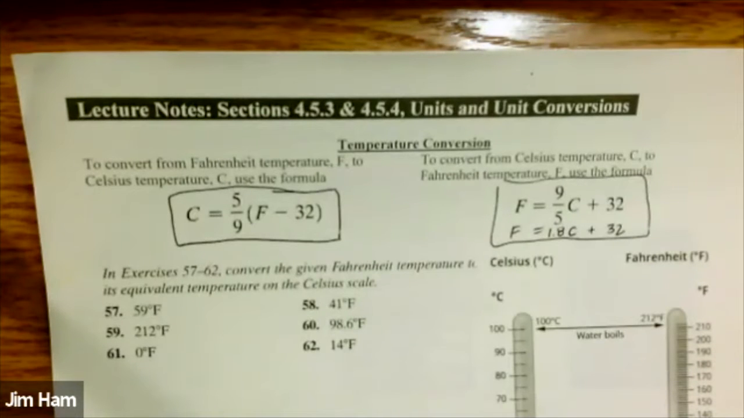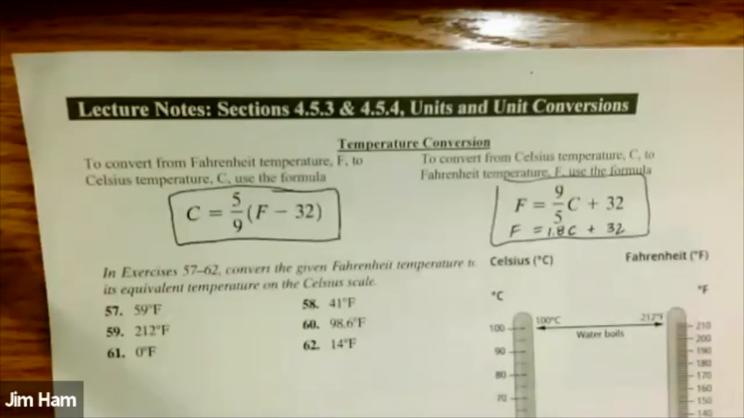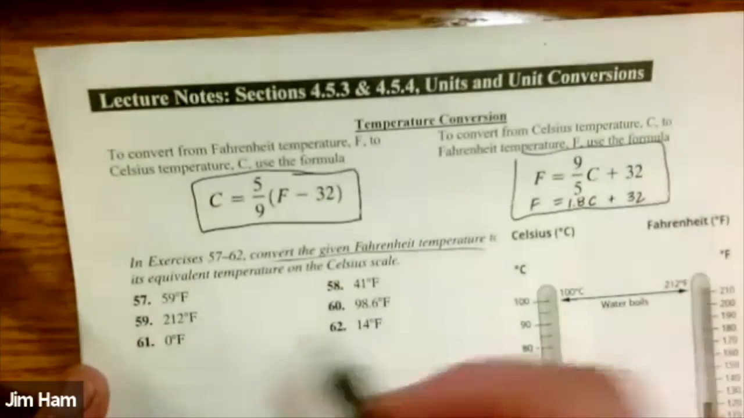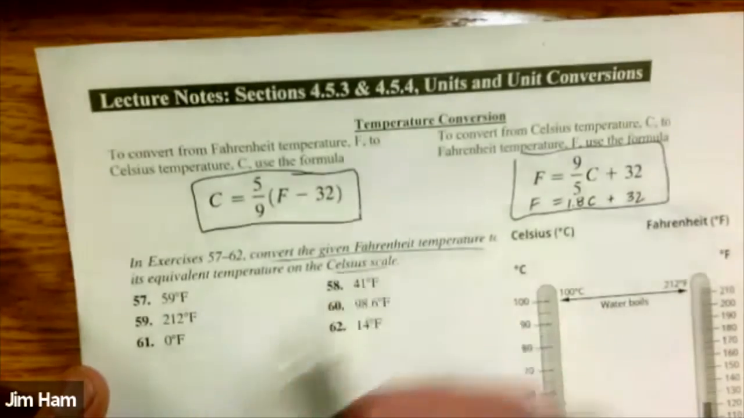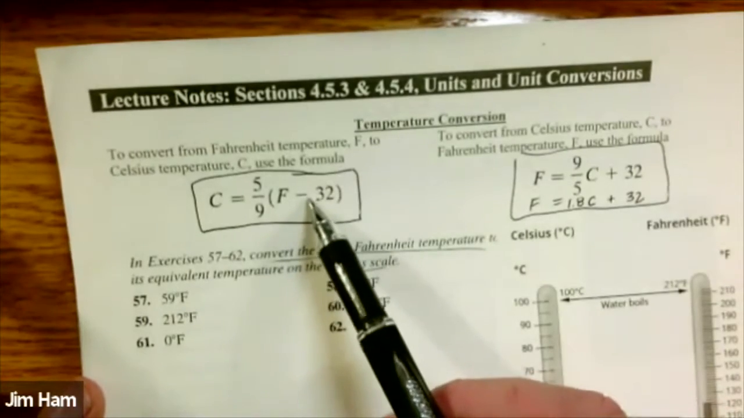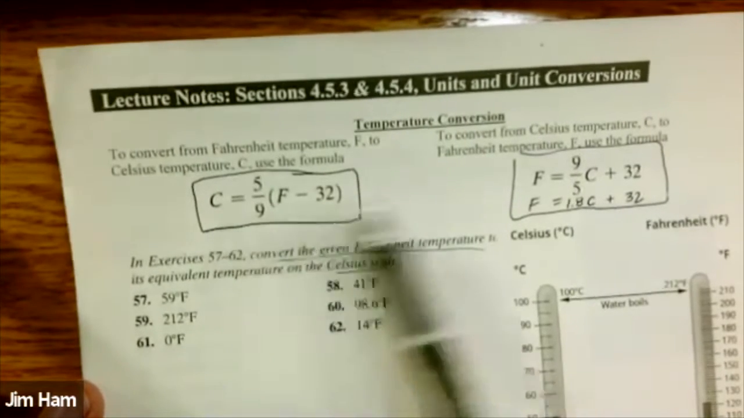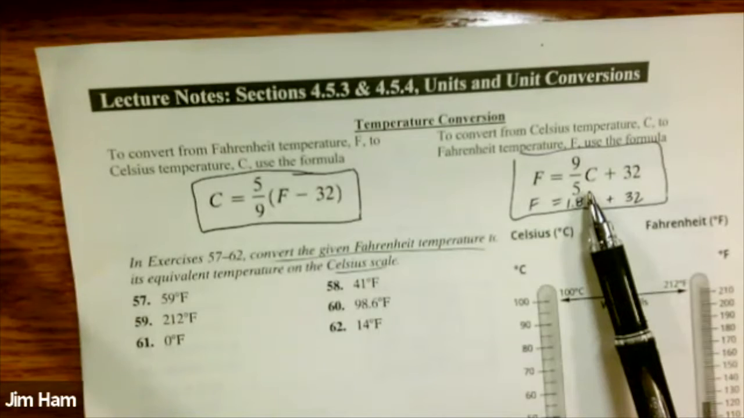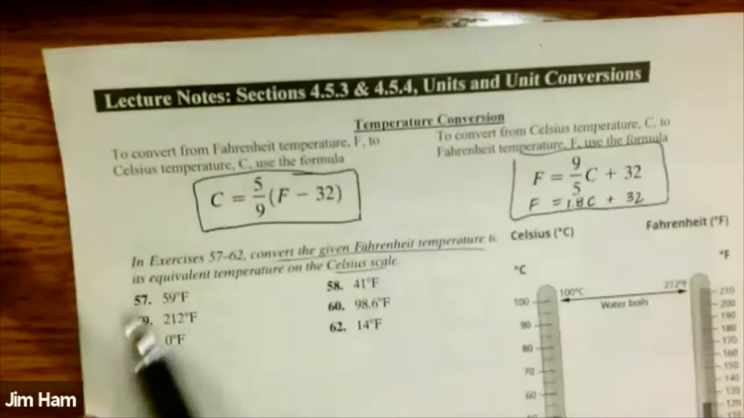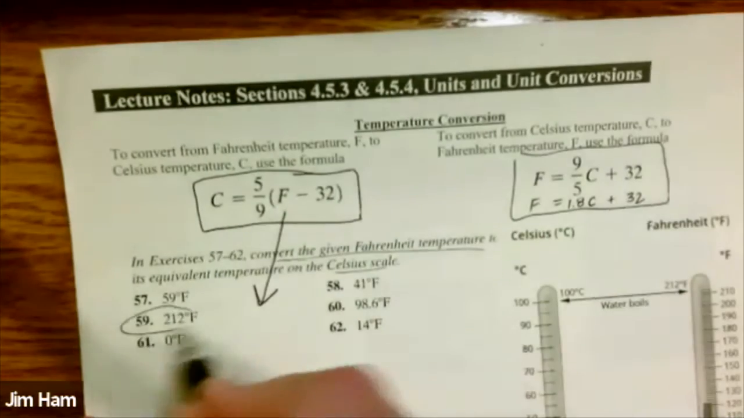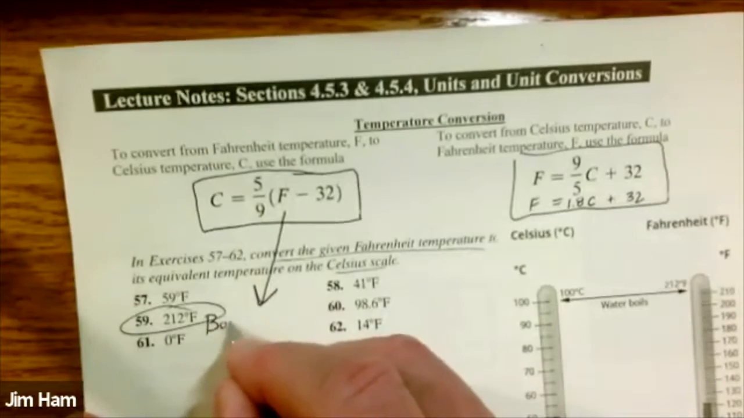But this converting from Celsius to Fahrenheit and vice versa, we're not going to do this cancellation of units. What we're going to do is use these equations and plug numbers in. So this is a little different. So let me take a look at some of these. Convert the given Fahrenheit temperature to its equivalent temperature on the Celsius scale. So you can see the two formulas. They are identical algebraically. If you want to convert the Fahrenheit temperature to Celsius, this is the one you'll use. And if you want to convert the Celsius temperature to Fahrenheit, this is the one you'll use. And so for this first set of problems, we're going to be using this formula here. So let's do number 59, 212. That's the boiling point of water.